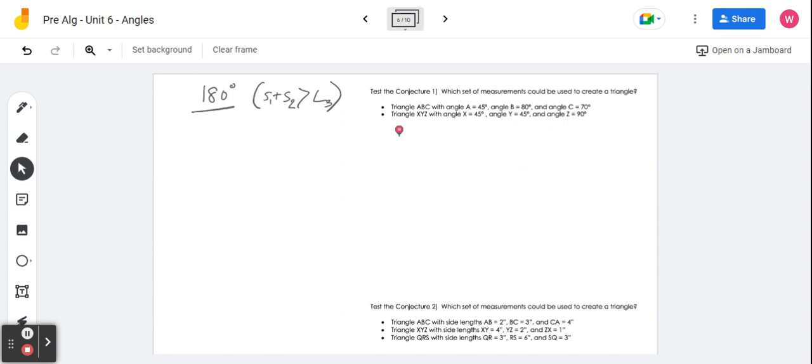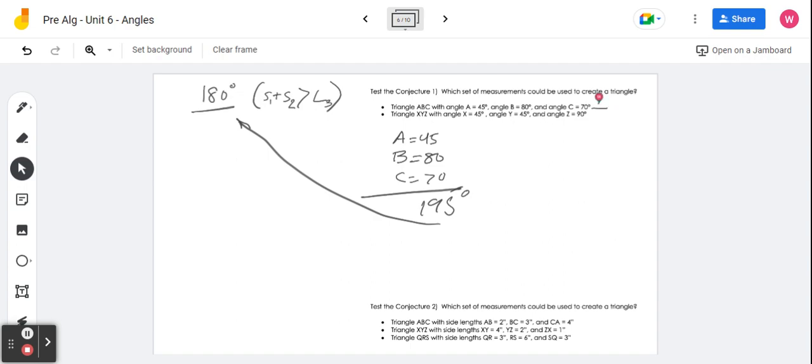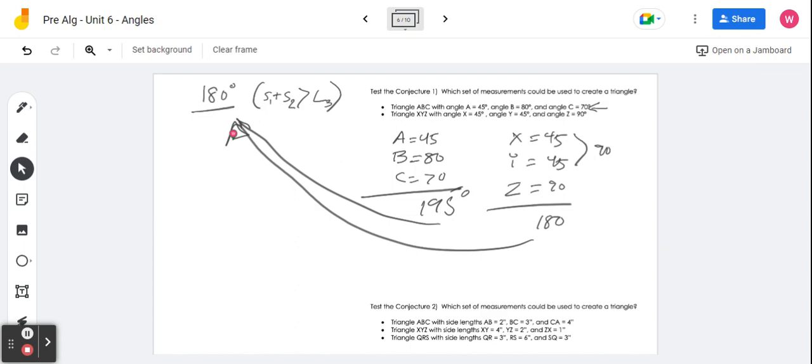So for ABC, A is equal to 45, B is equal to 80, and C is equal to 70. When we add this up, 5, 15, and 4, that's 195 degrees. Is that 180? The answer is no. So that means triangle ABC, that's impossible. That cannot be created. What about XYZ? X is equal to 45 degrees, Y is equal to 45 degrees, and Z is equal to 90 degrees. 45 and 45 is 90, 90 and 90 is 180. That works.